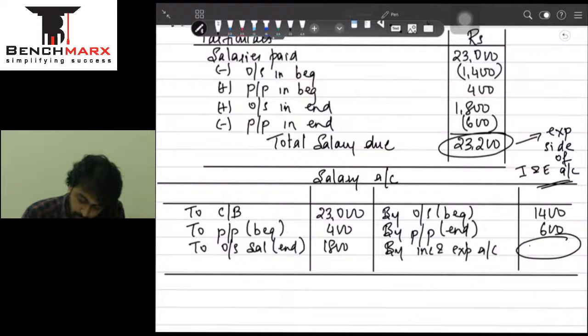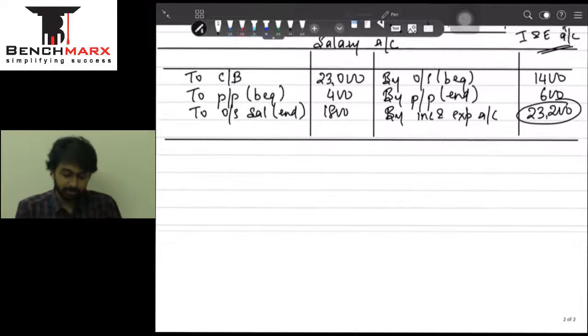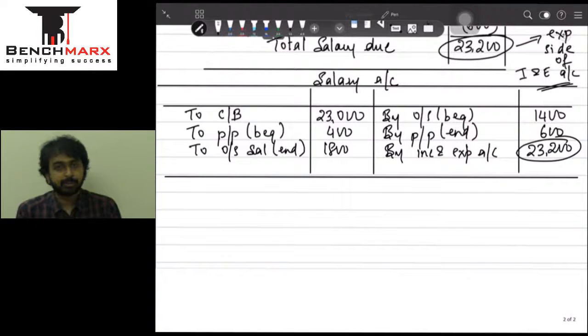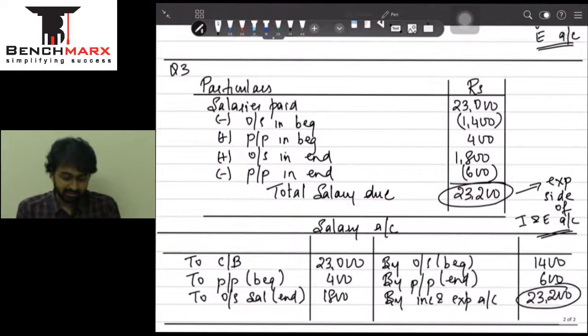Balancing figure 23,200. No magic, but obviously add less kar rahe to yahi amount aayega apne ko. And that is how we transfer the salary expense to the income and expenditure account. Theek hai, ye apna ho gaya salary account and ye apna ho gaya the maths as far as salary is concerned, and that is the end of question number 1, 2 and 3. Theek hai, in the next session we are going to start with proper final accounts. Theek hai.